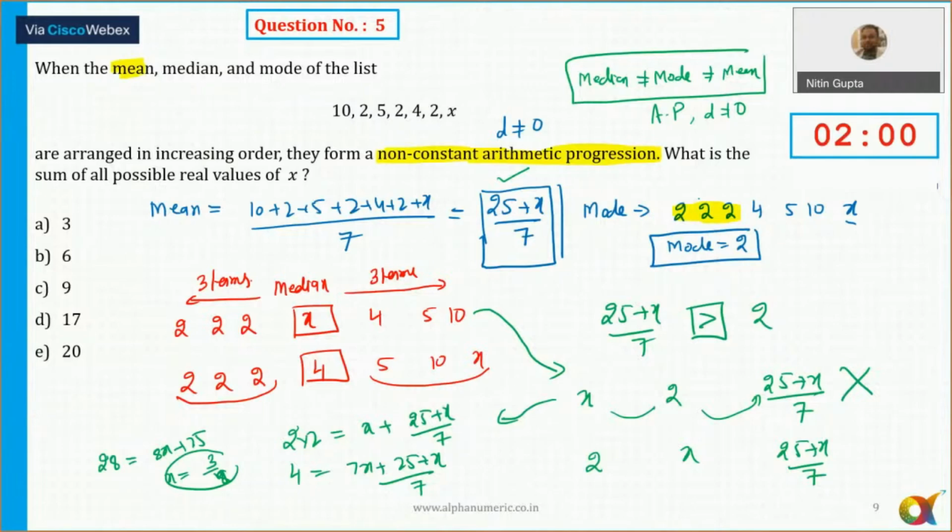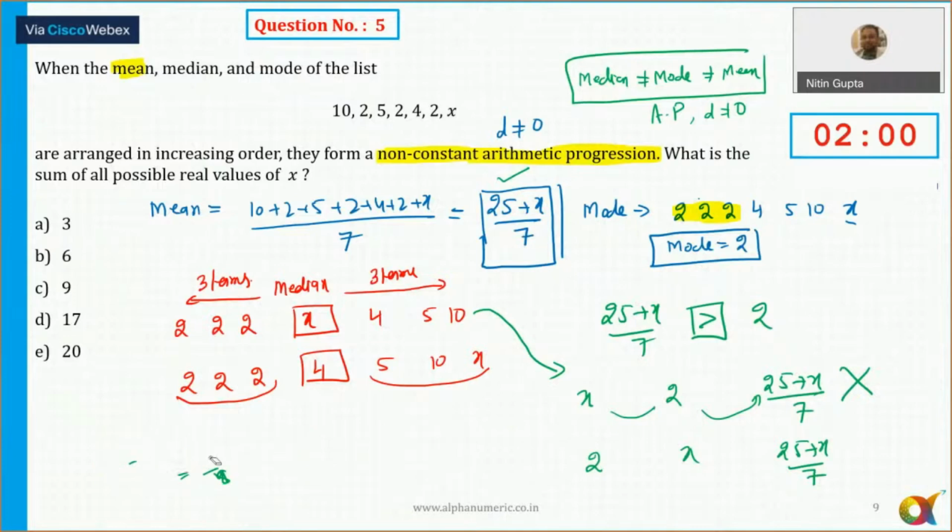Is that clear? The first case is not possible. Okay. Now, second case. If x is in the middle, and they are forming a series of AP, so what is going to happen in that case? Let's check it here.